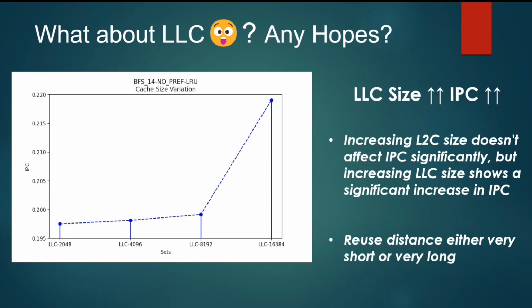Increasing the size of LLC increases the IPC, as then the data with long reuse distance is able to fit in the LLC. But as L2 is smaller in size, long reuse data can't fit in it, and hence increasing its size doesn't increase IPC.